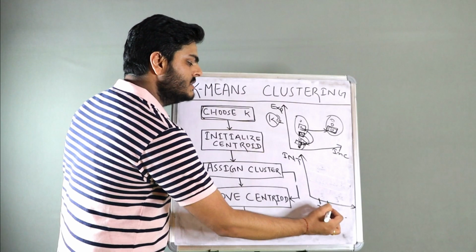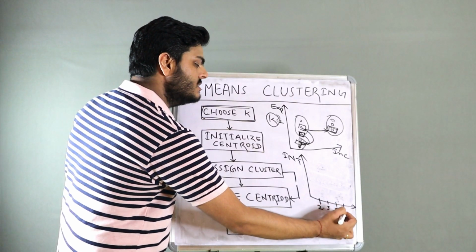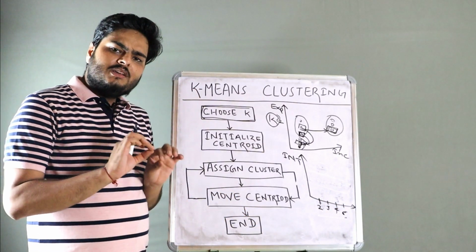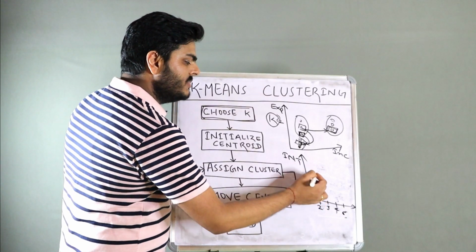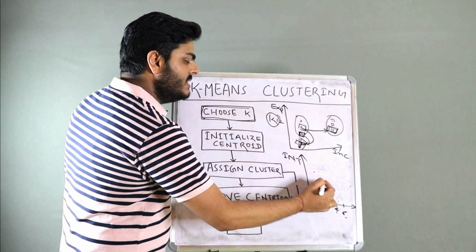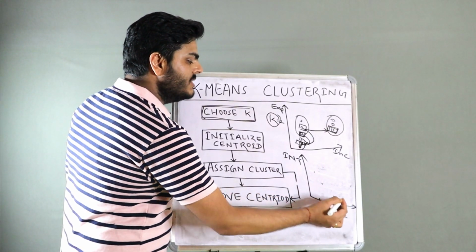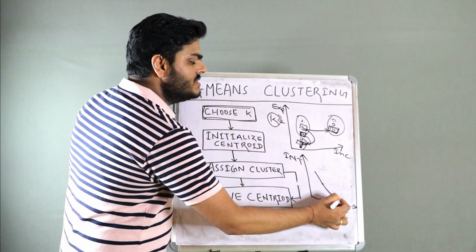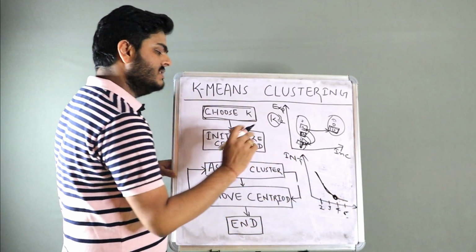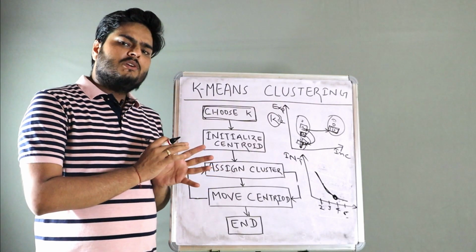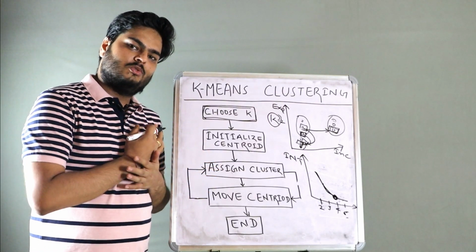So 2 clusters, 3 clusters, 4 clusters, 5 clusters. What is my value of inertia at all these clusters? So for example, 2 is here, 3 might be here, 4 might be here, 5 might be here. So at the moment you see a steep decrease, this point becomes your optimal number of clusters. Why? Because we do not want to have many clusters also.